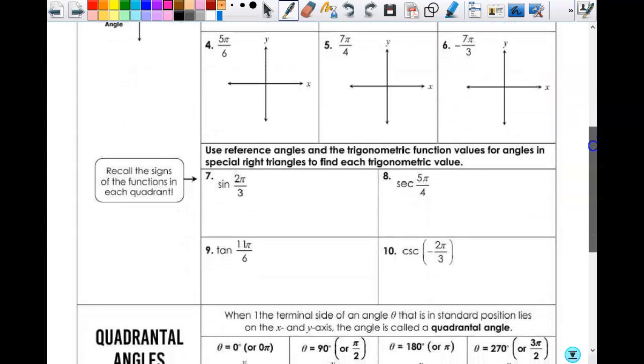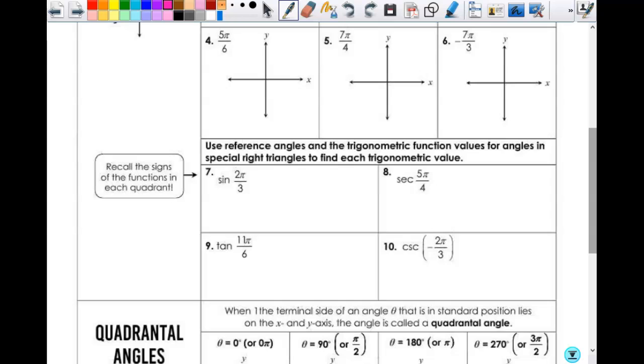All right, so then number 4, 5 pi 6. What quadrant are we in? Second. So I'm right here. This is 5 pi 6. What is the reference angle? Pi 6.